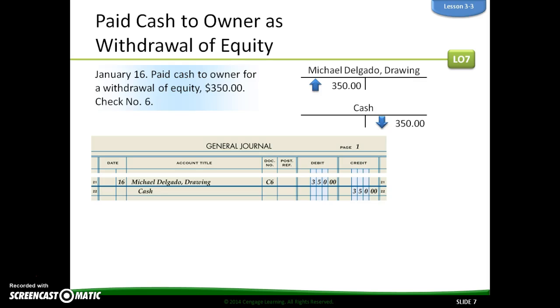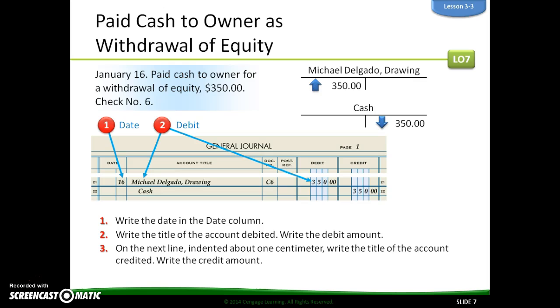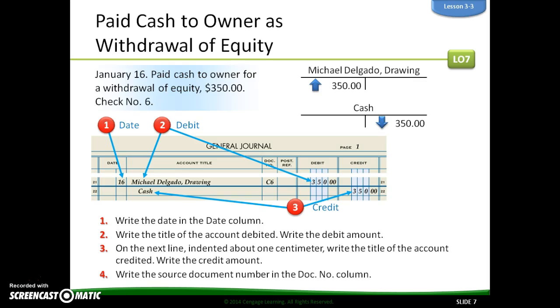So within our general journal on January 16th, the drawing account, we're writing the date in, and then we're going to debit or increase the amount of money that Michael Delgado has drawn from the business. And remember, the more money he takes out of the business, the more the owner's equity will be reduced. And this is one of those accounts that has a twofold impact here. We're going to go ahead then and credit cash, which is $350. And we're going to indicate the source document of C6 because it was check number 6.